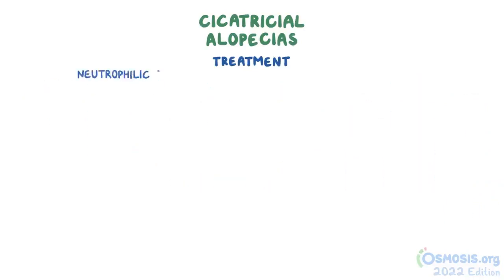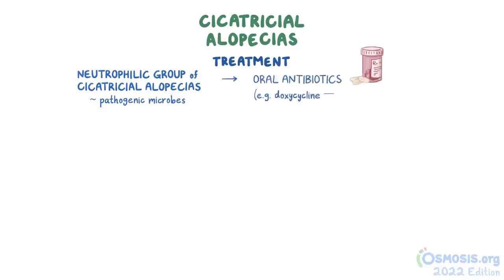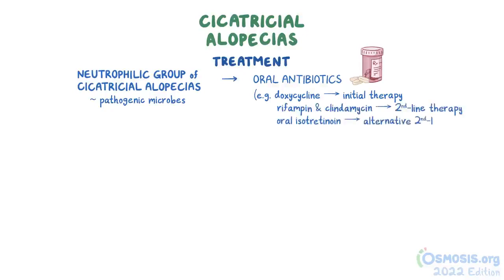Now, the neutrophilic group of cicatricial alopecias can be associated with pathogenic microbes, even though their correlation isn't well understood. So treatment is directed at eliminating them with oral antibiotics like doxycycline as initial therapy, and rifampin and clindamycin as second-line therapy. Oral isotretinoin is an alternative second-line therapy for individuals who fail or cannot receive clindamycin and rifampin therapy.